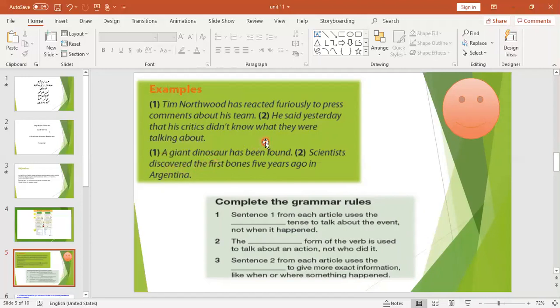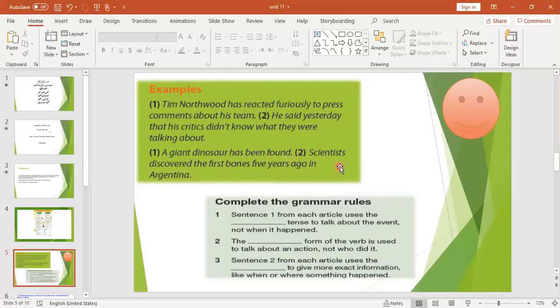It's normal here to use the passive voice because it's known that scientists are the ones who usually discover things. Unlike the first sentence, we are concerned very much about the subject. This is why we use the active voice. Again, a good example of present perfect passive voice. A giant dinosaur has been found.